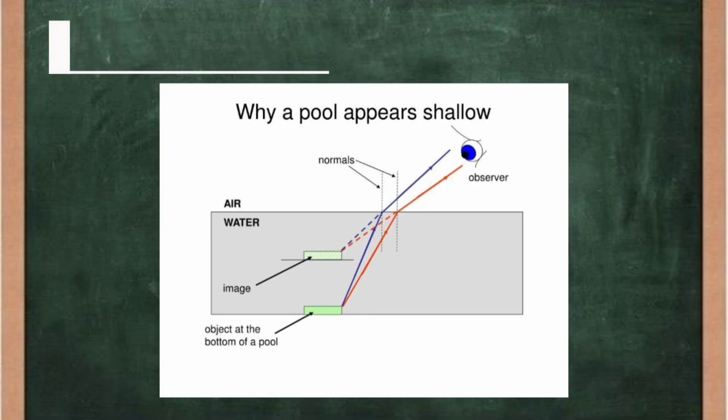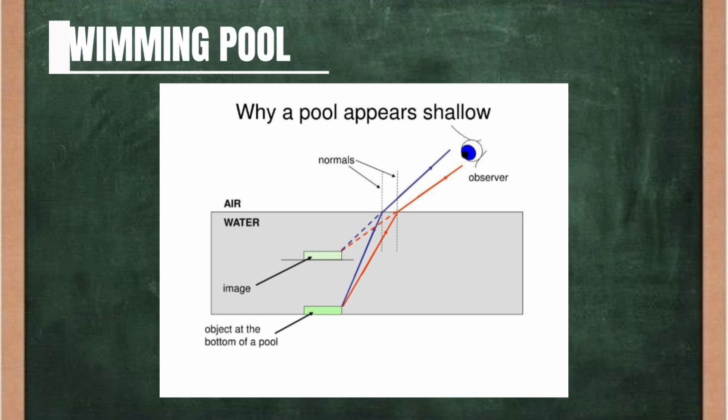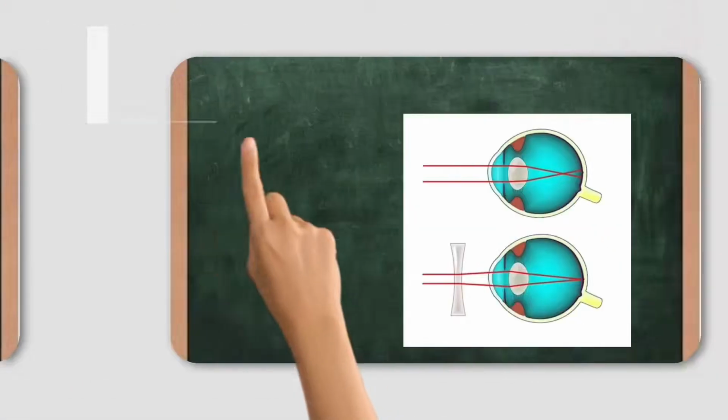Example number 2. Swimming pool. The bottom of the swimming pool often appears closer and shallower than it really is. This happens because light rays from the bottom of the pool bend as they move from water into the air. Our brain assumes light travels in a straight line, causing the pool to look less deep.